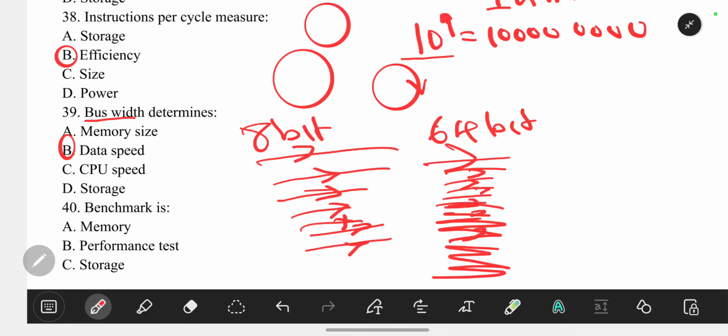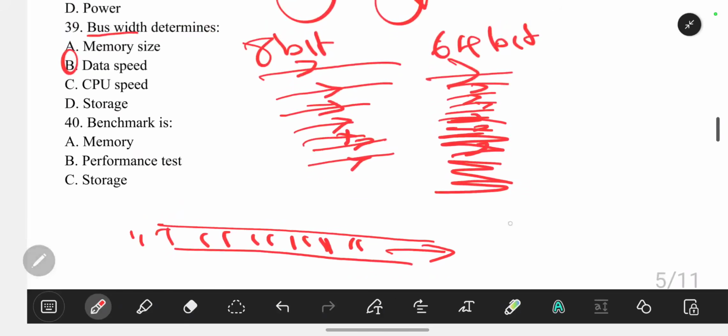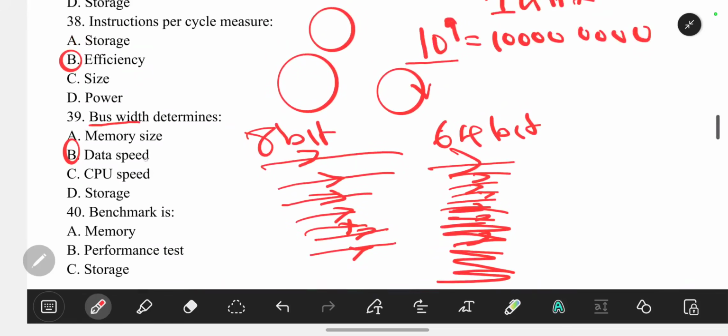Also just think of it as cars. If you have one lane and this number of cars, for them to reach where they are going it will take a lot of time and there will be traffic. However, if we have a lot of lanes, these cars will reach in the smallest amount of time. So the bus width determines the speed at which data is transferred between the computer components. How much faster is data able to be sent to another component? That is the bus width.